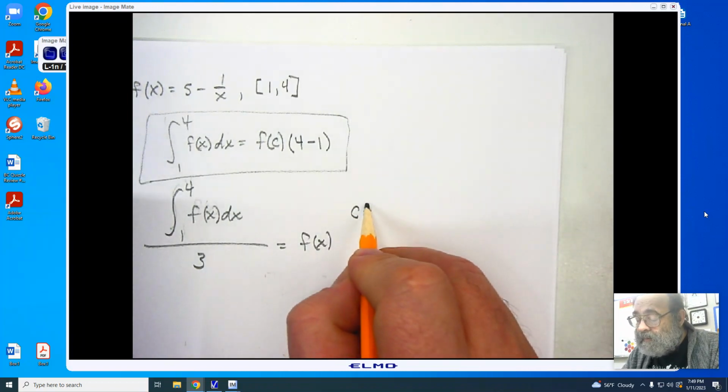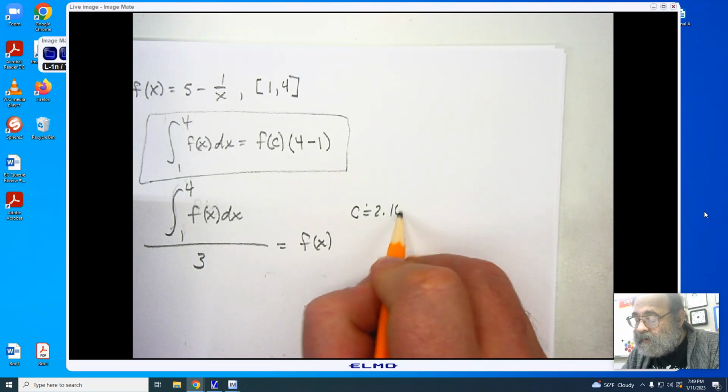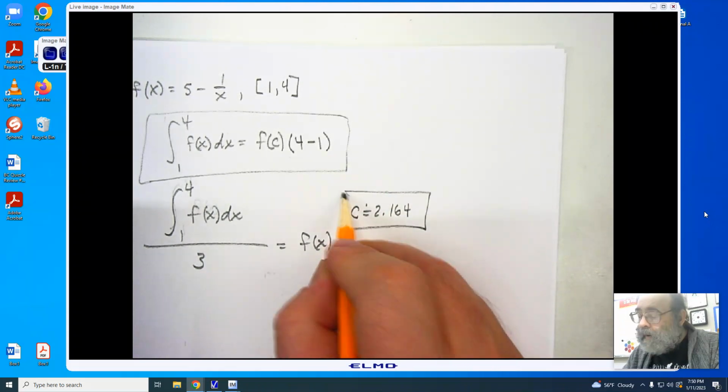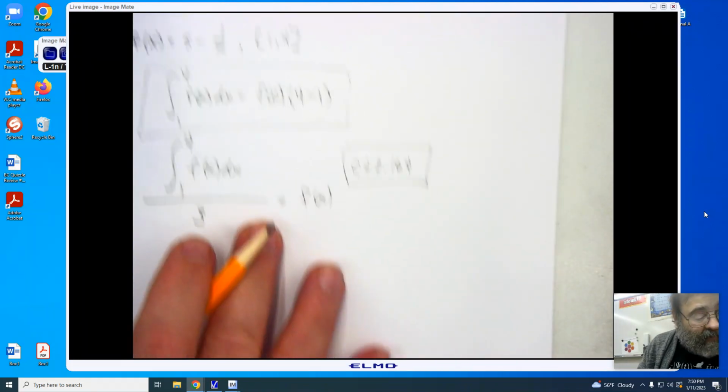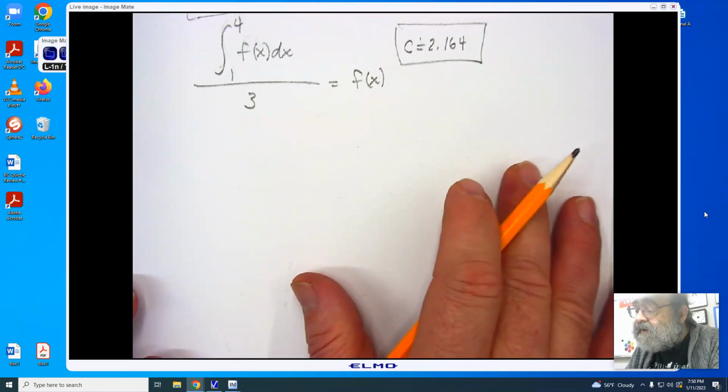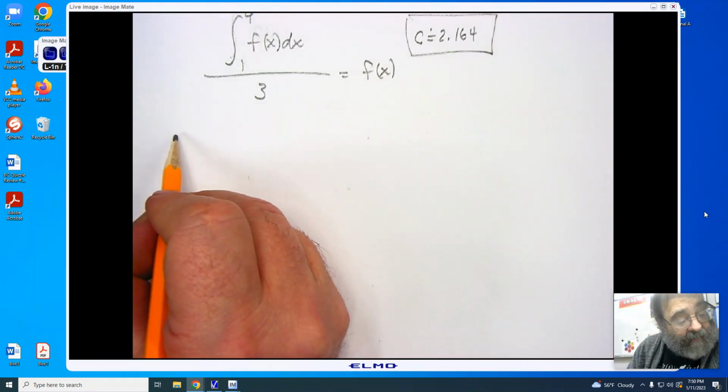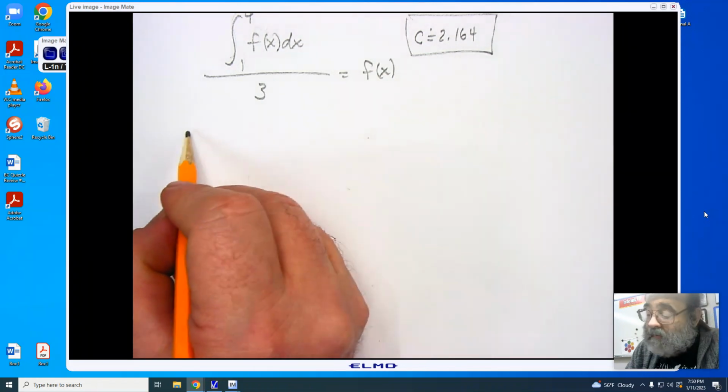c is approximately 2.164. Alrighty, let's go ahead and go down to number 55. 55 is asking us to work with the average value of a function.